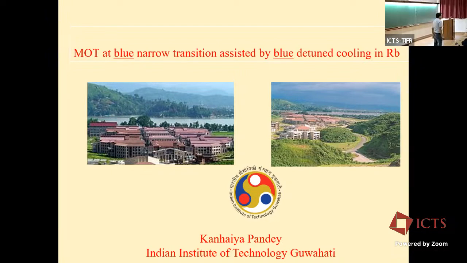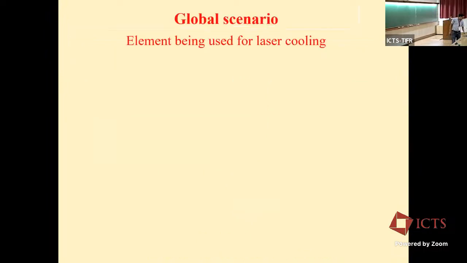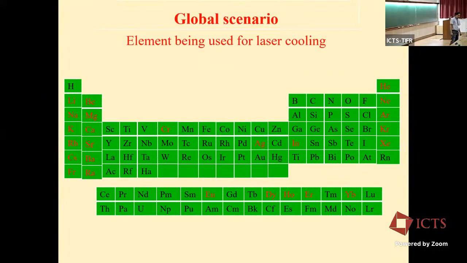Okay, so I'm going to talk about the MOT at blue narrow transition assisted by blue detuned cooling in rubidium. So first, I would like to introduce the elements which are being laser cooled internationally. All these elements which are written in red font are being cooled, for different purposes.